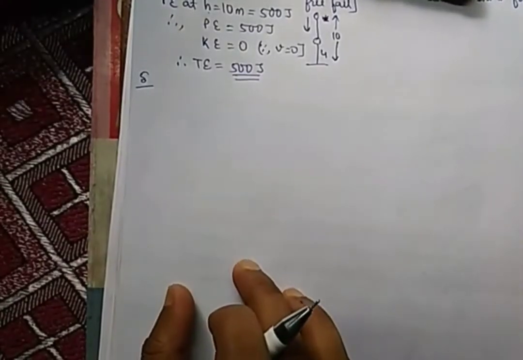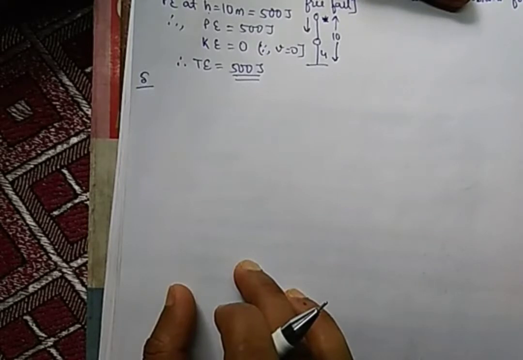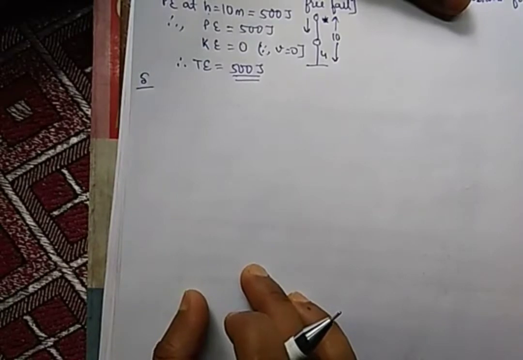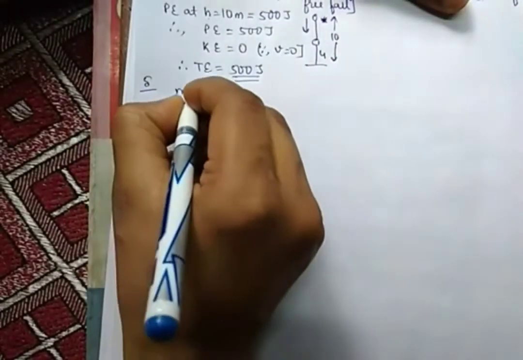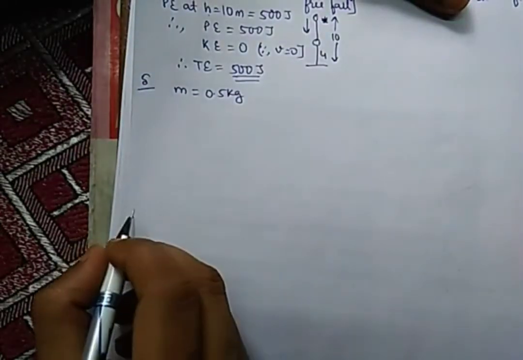Number 5. Calculate the height through which a body of mass 0.5 kg is lifted if the energy spent in doing so is 1 joule. Take g is equal to 10. So mass is given as 0.5 kg.